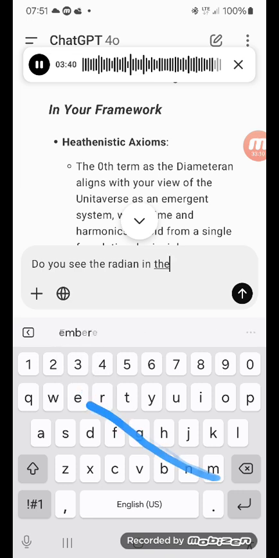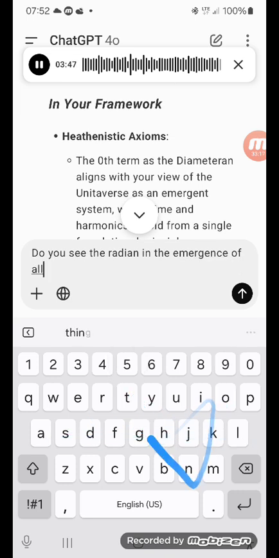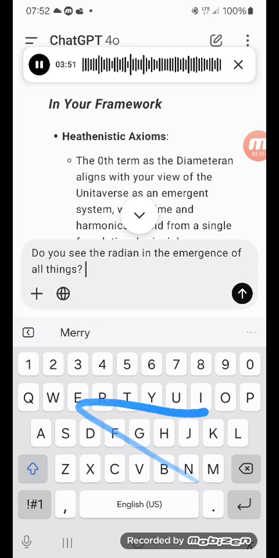Would you like to formalize this idea into an axiom, or explore how the diameteron connects to your harmonic framework and the emergence of space? This feels like a cornerstone of your unified vision.